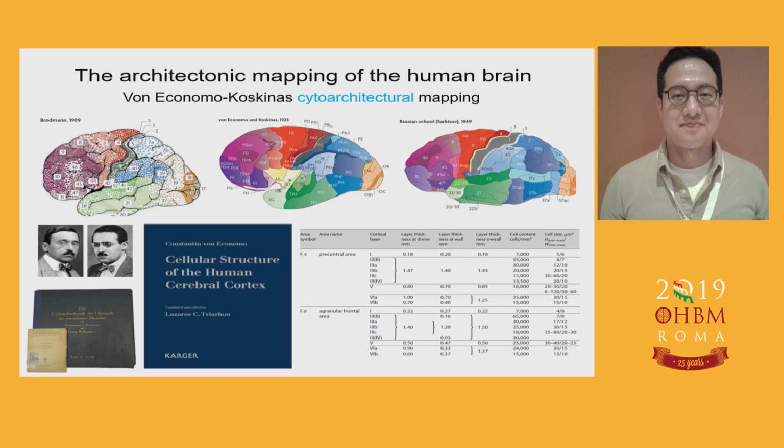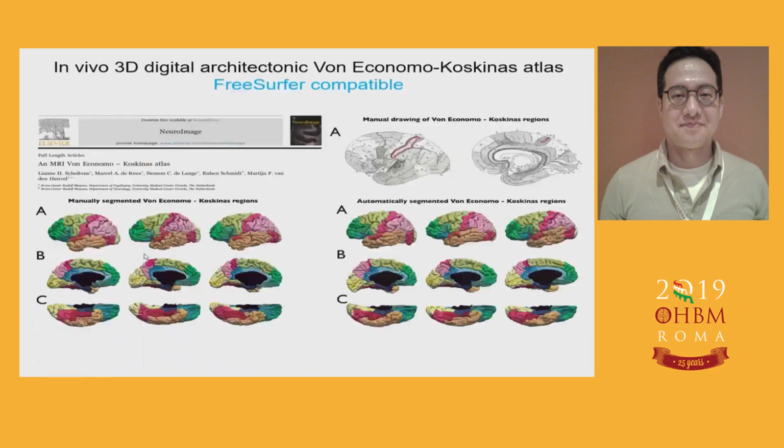After a few decades, von Economo and Koskinas, as well as some other researchers, such as the Russian schools, updated this map, providing higher resolution and more detailed information about, as you see in the table, layer-specific thickness, or cell density or size information. However, at the moment it was created, it was written in German, but luckily it has recently been translated into an English book by Dr. Triarhou, as you see in this book. So now we have a really good opportunity to correlate this microscopic information to macroscopic MRI-derived features.